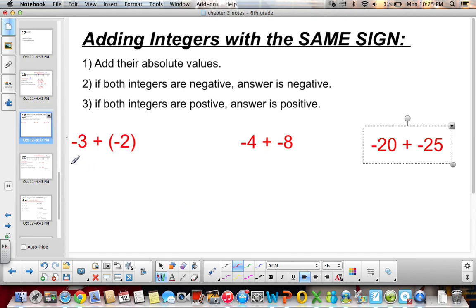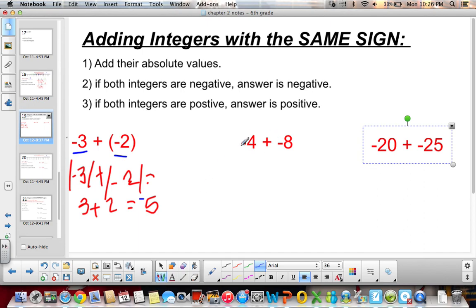So if we have -3 plus -2, we want to take the absolute value of both numbers. I would write these examples down. The absolute value of -3 is 3. The absolute value of -2, that looks like the worst absolute value of -2 ever. And we get 5. Then it says if both integers are negative, the answer is negative. This is negative, this is negative, so that means we have to make that negative.